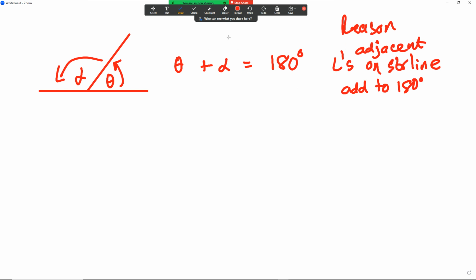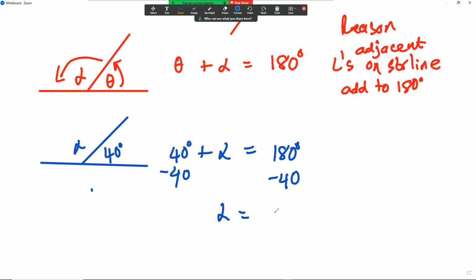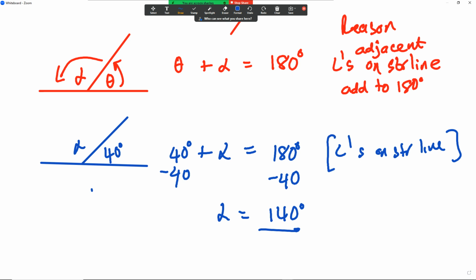Okay, let's look at another example. Let's suppose I have something like this, and this angle over here is 40 degrees. This angle is alpha, and we want to find alpha. So we take 40 degrees, which is theta, plus alpha, which is another angle, equal to 180 degrees. We minus 40 from both sides, and we can see alpha is equal to 140 degrees. And the reason is angles on a straight line, for short, equal 180 degrees.